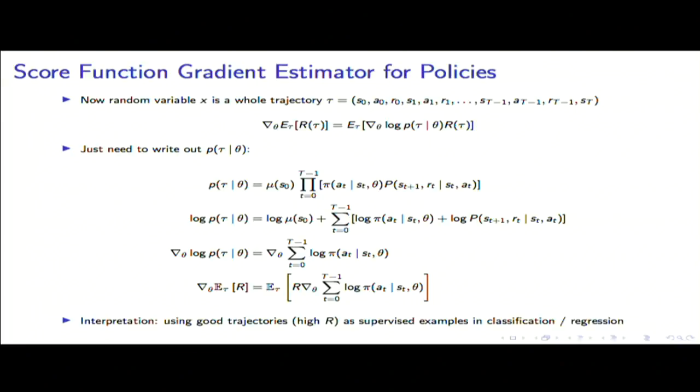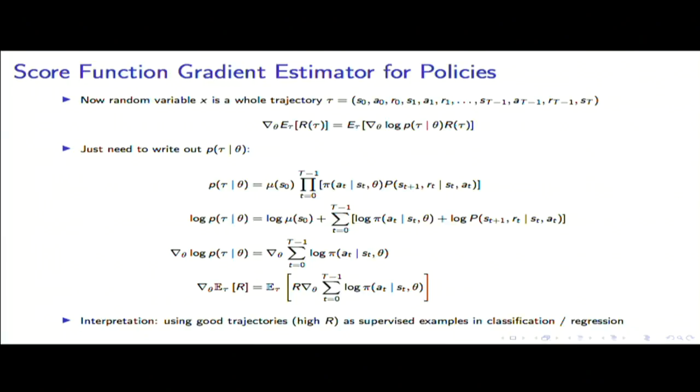Okay, and just going back to this previous intuition, what we're doing here is we're sampling a bunch of trajectories, and then we're taking the good ones and treating them like supervised examples in a classification/regression problem. If you look at this objective function, it's like we're maximizing the log probability of these actions. Think about a classification problem where someone gives you a bunch of labels and you're trying to maximize the probability of those labels.